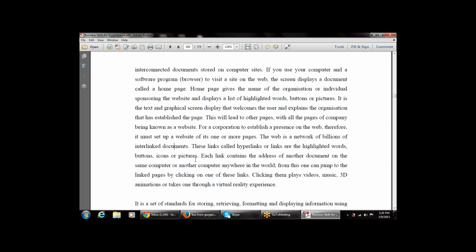Each link also contains the address of another document. As I said, when I click on contact us, a new page will be opened. So every link contains the address of another document, another page on the same computer or another computer using the internet, or anywhere else in the world. From this, one can jump to the linked pages by clicking on one of these links.